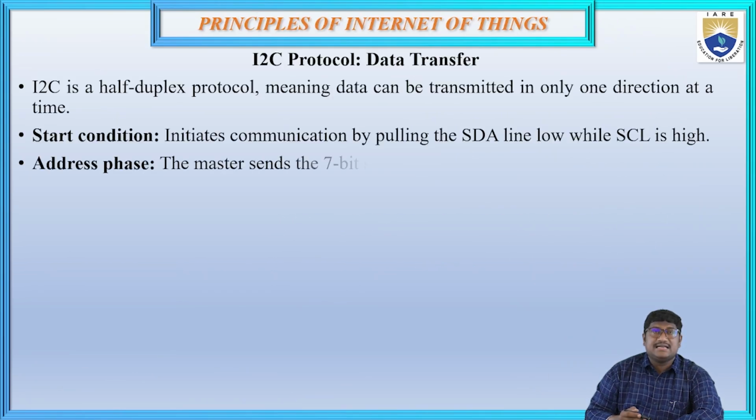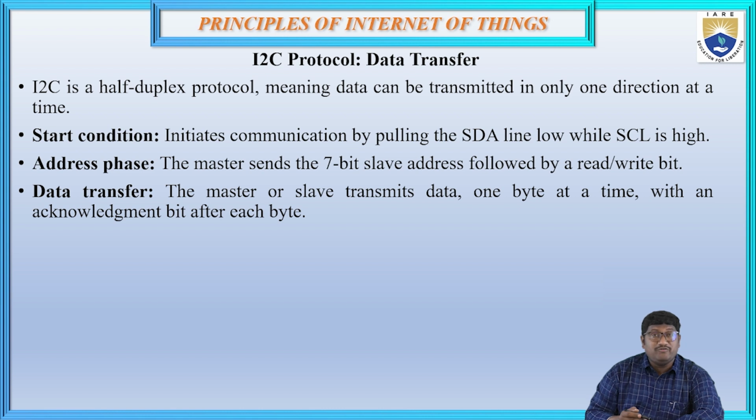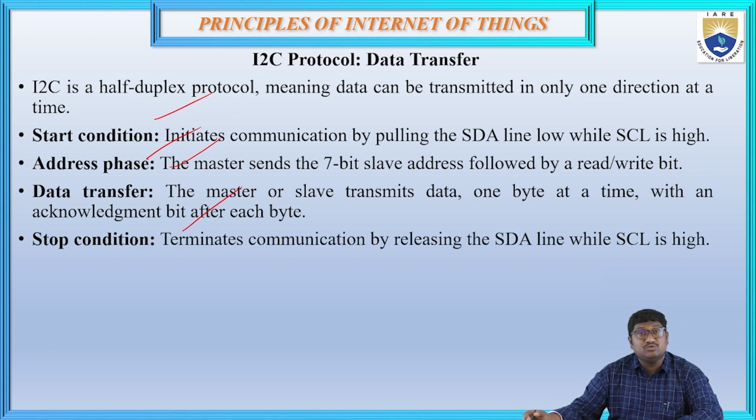And coming to the data transfer, I2C is half duplex, where data can be transferred in only one direction at a time. There is a start condition, which is initiated by pulling SDA low. Address phase, where the 7-bit address and the read or write bit are sent. Data transfer, where master and slave transmit the data. Stop condition, which terminates the communication by releasing the SDA line while SCL is high.